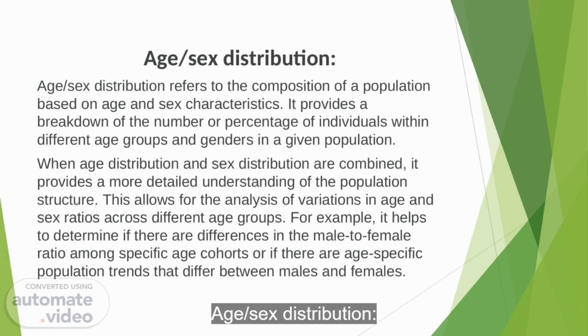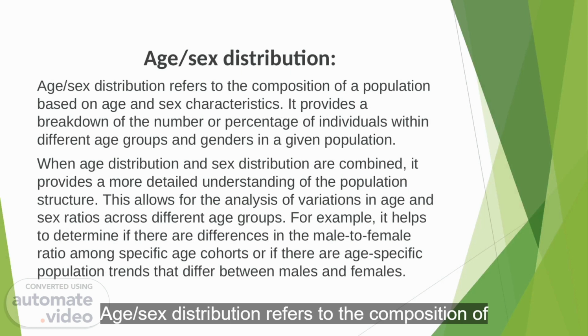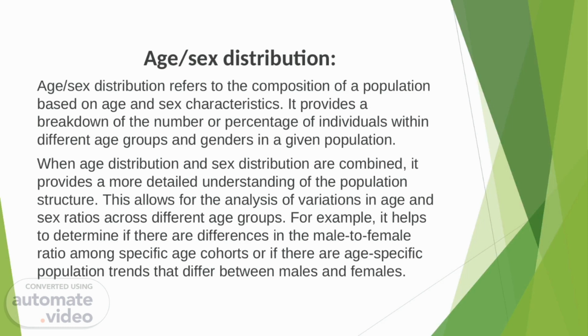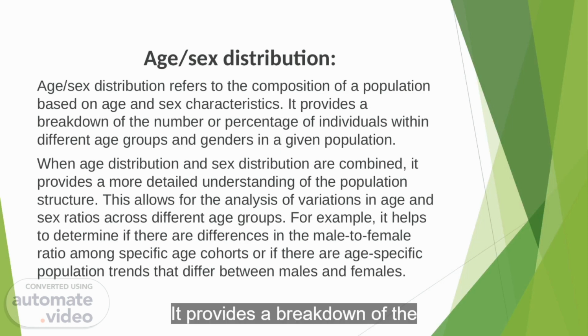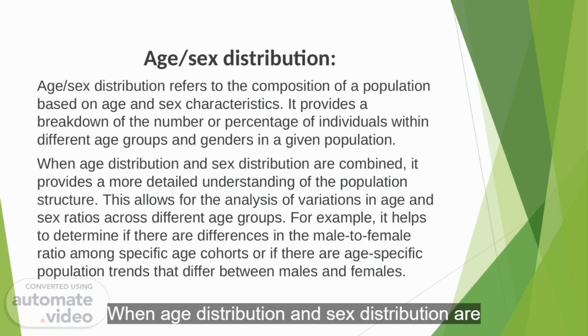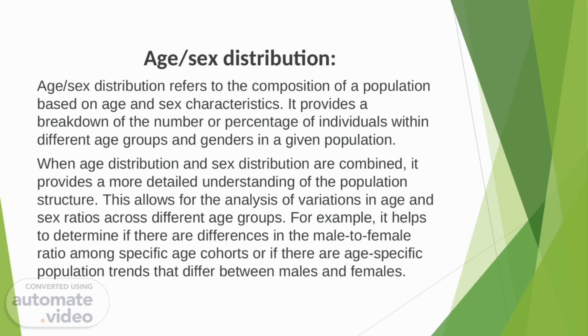Age, sex distribution. Age-sex distribution refers to the composition of a population based on age and sex characteristics. It provides a breakdown of the number or percentage of individuals within different age groups and genders in a given population. When age distribution and sex distribution are combined, it provides a more detailed understanding of the population structure.